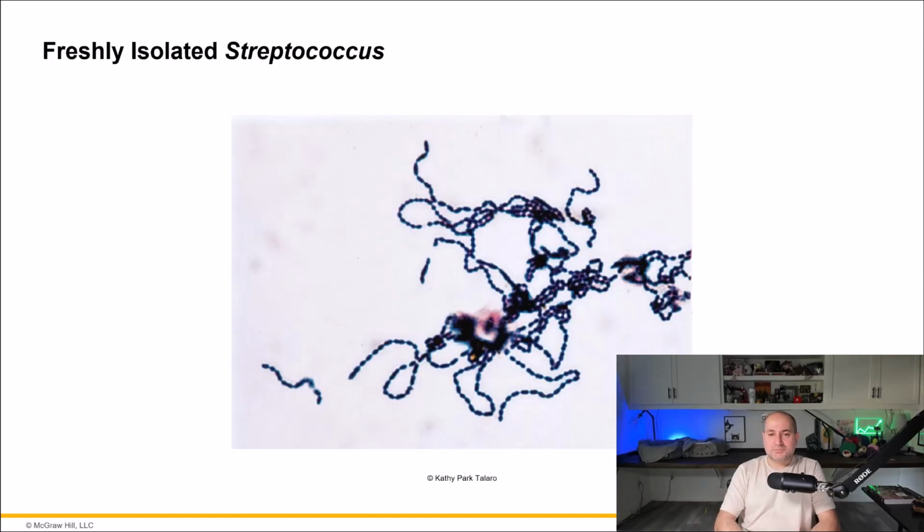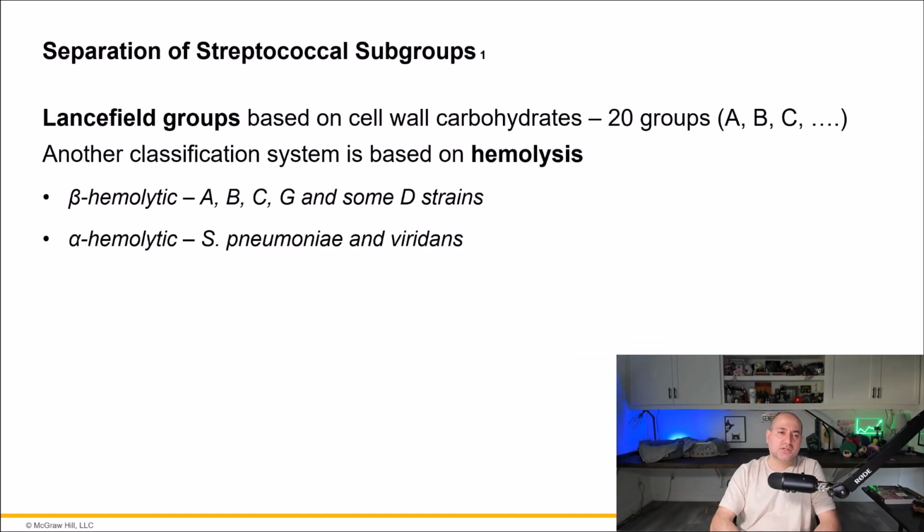Again, this is what Streptococcus looks like. You've got chains of spherical to ovoid cells. And these Streptococci, these species, are grouped based on what are called Lancefield groups. This refers to the carbohydrates they have in their cell wall. There are 20 groups, A, B, C, etc.